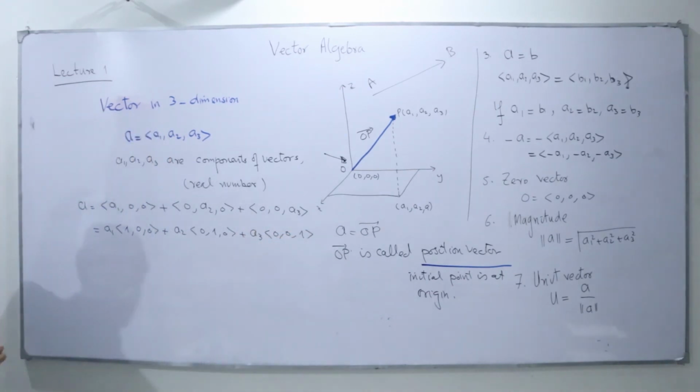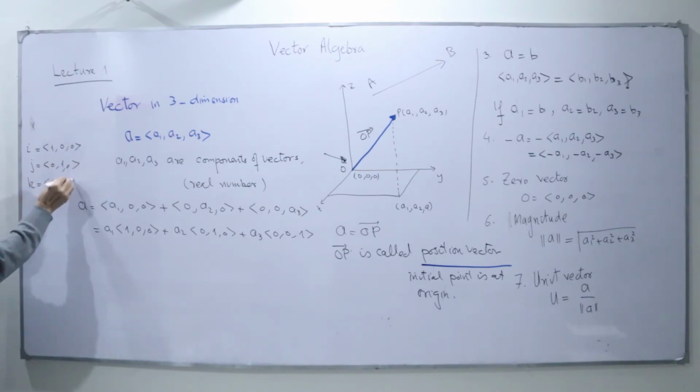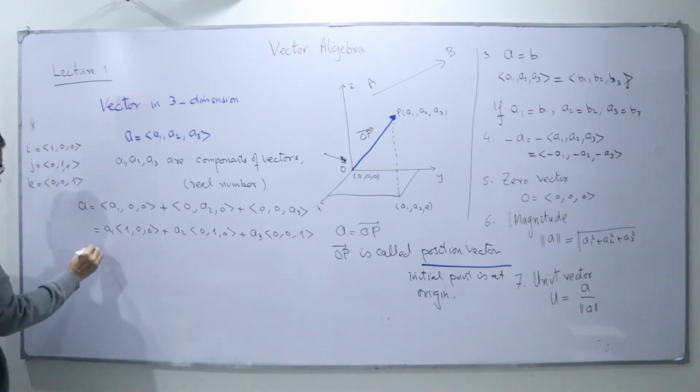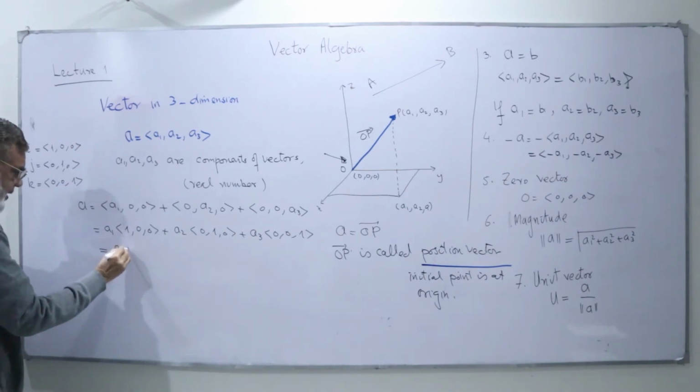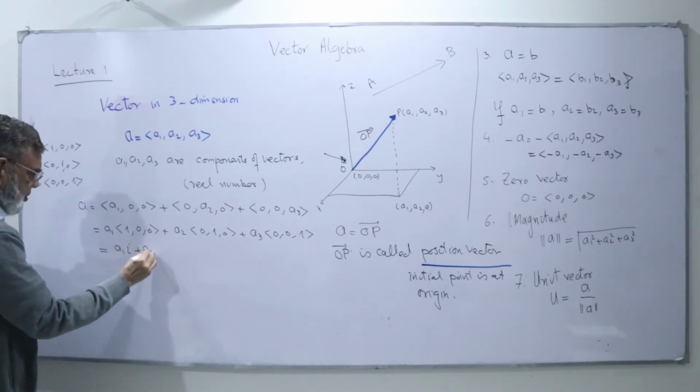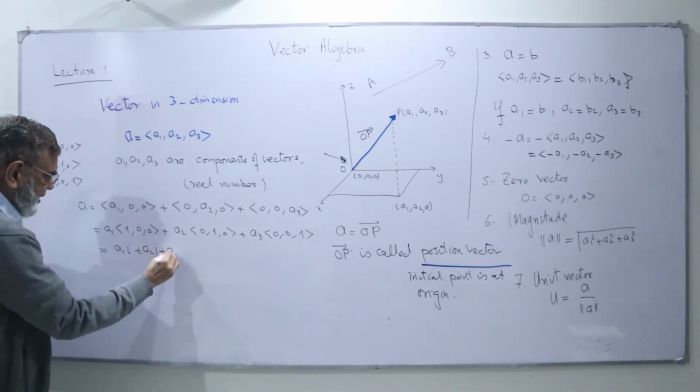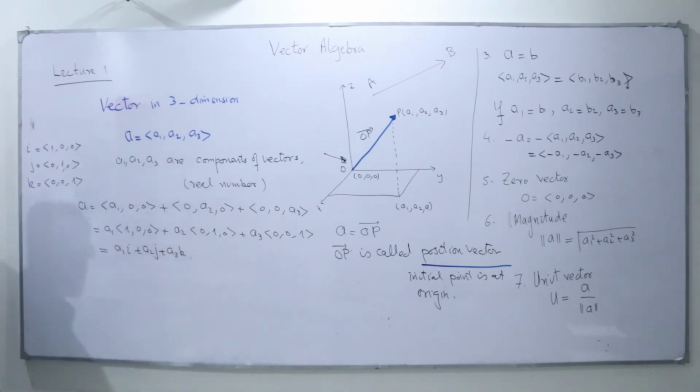So what's this one? I know it. This is my i, the unit vector, equal to (1, 0, 0). j, unit vector along the y-axis, (0, 1, 0). k, unit vector along the z-axis, (0, 0, 1). So I can write it here: this is equal to A1 i plus A2 j plus A3 k. So any vector we can write in terms of the component form or in terms of the unit vectors.